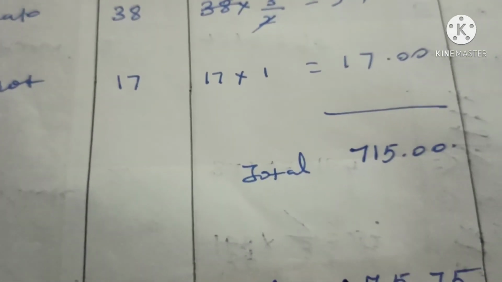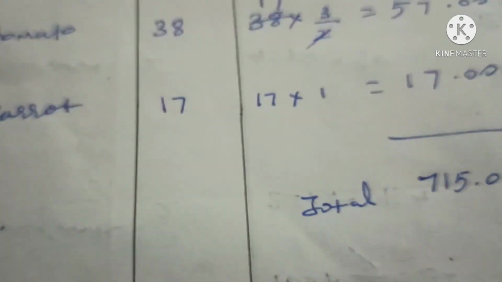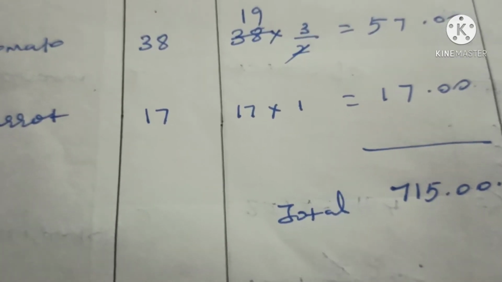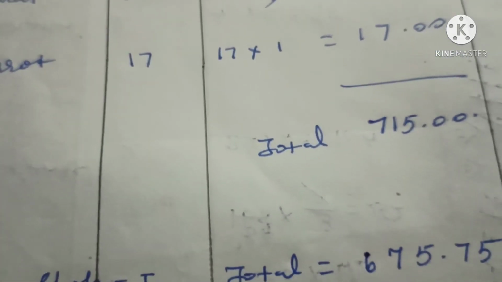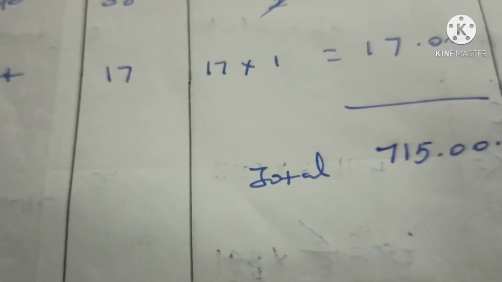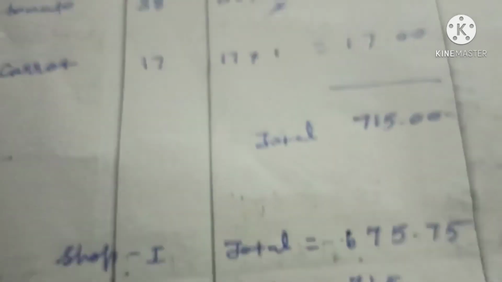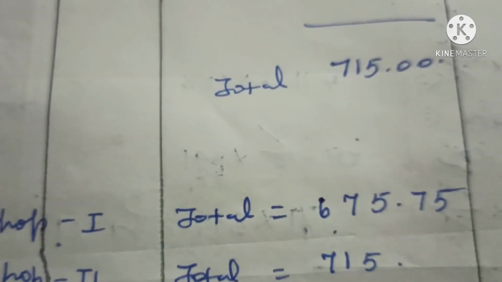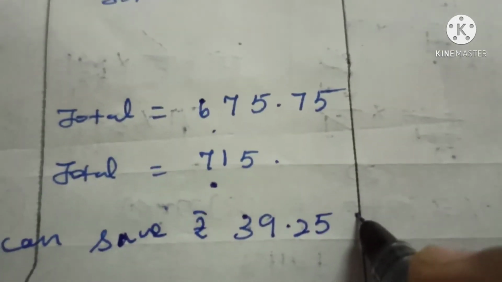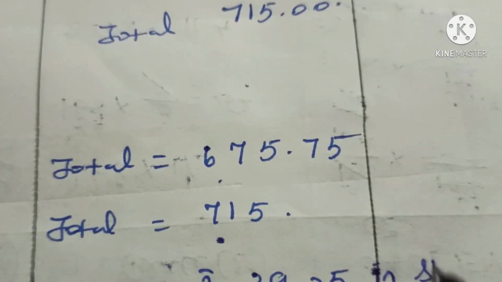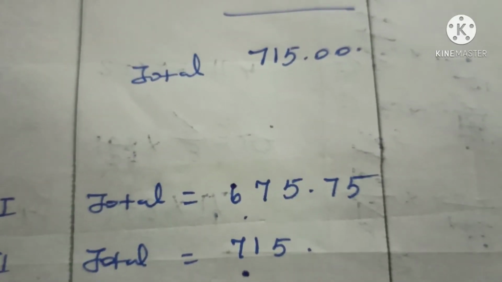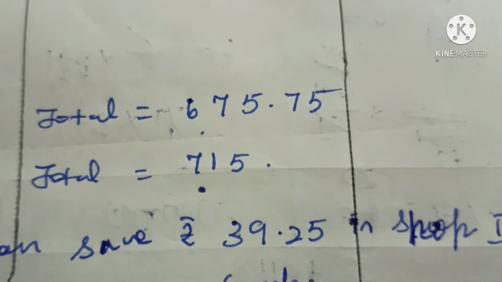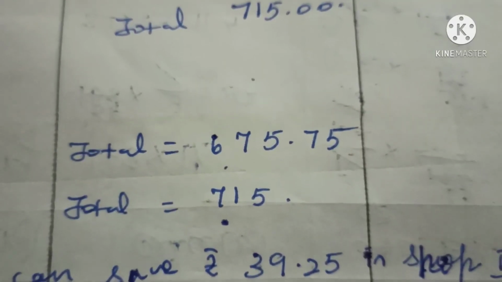So if you subtract 675 rupees and 75 paise from 715, we can save rupees 39.25, that is rupees 39 and 25 paise in shop 1 compared to shop 2.